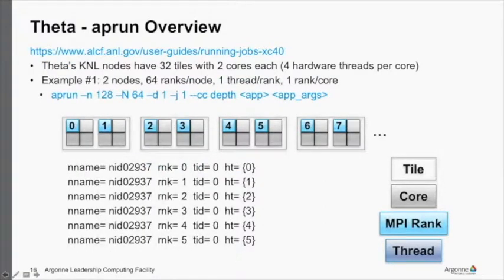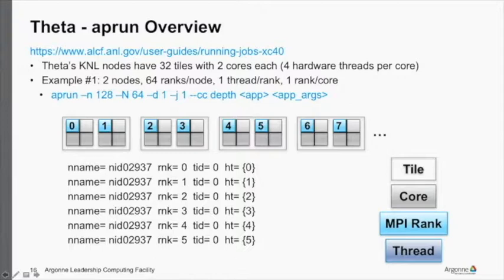Now, a couple of aprun examples. The first example is motivated by an MPI-only type of application. Theta's KNL nodes have 32 tiles each, and that's how you get 64 cores: you have 2 cores for each of those 32 tiles. And again, each core has 4 hardware threads.